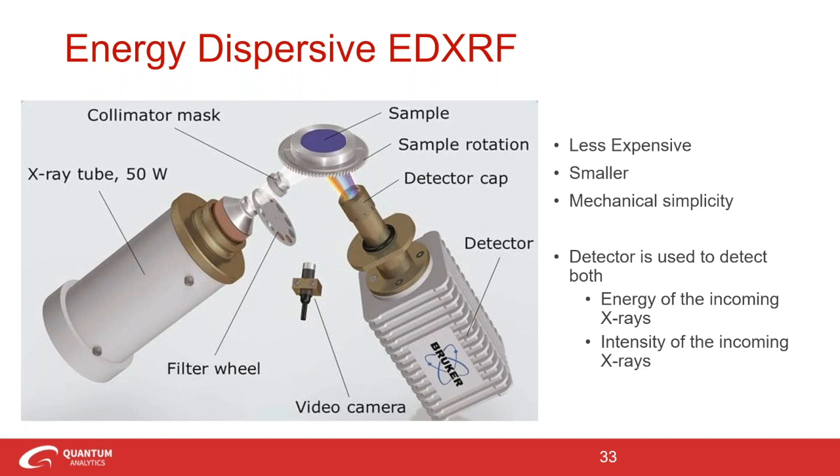So just to give you a rule of thumb here, energy dispersive is usually a less expensive instrument. It's smaller. It's mechanically simplistic, and the detector is used to detect both energy from the incoming X-rays and intensity from the incoming X-rays.